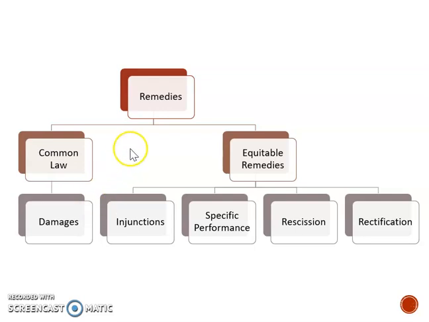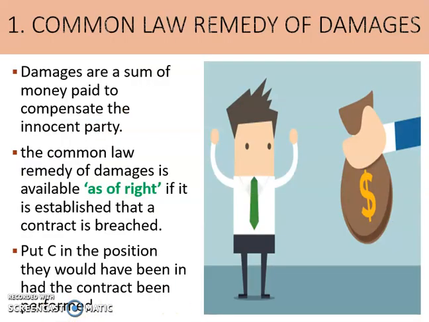The reason this diagram separates equitable remedies from the legal remedies is that legal remedies, such as the common law remedy of damages, are available to the claimant as of right, or automatically, if you like, whereas equitable remedies are at the discretion of the judge. So the judge can award these if he wants to, but he doesn't have to. To start with, let's have a look at the common law remedy of damages then.